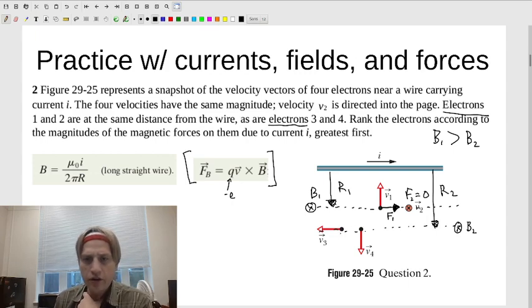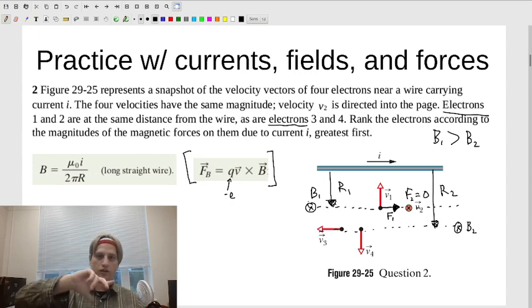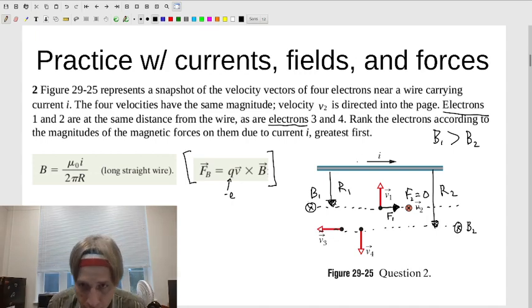Okay, and then your F3, if I do my B2 would be into the page, v3 would be pointing to the left, so I would go v cross B, and then my thumb would be pointing down, but it's negative, so I've got to go the other way. So my F3 would be pointing up.